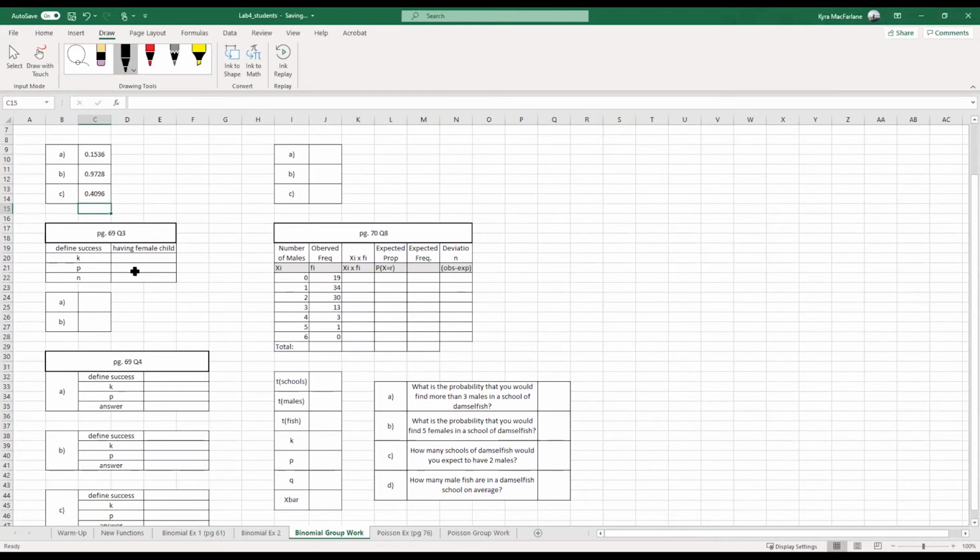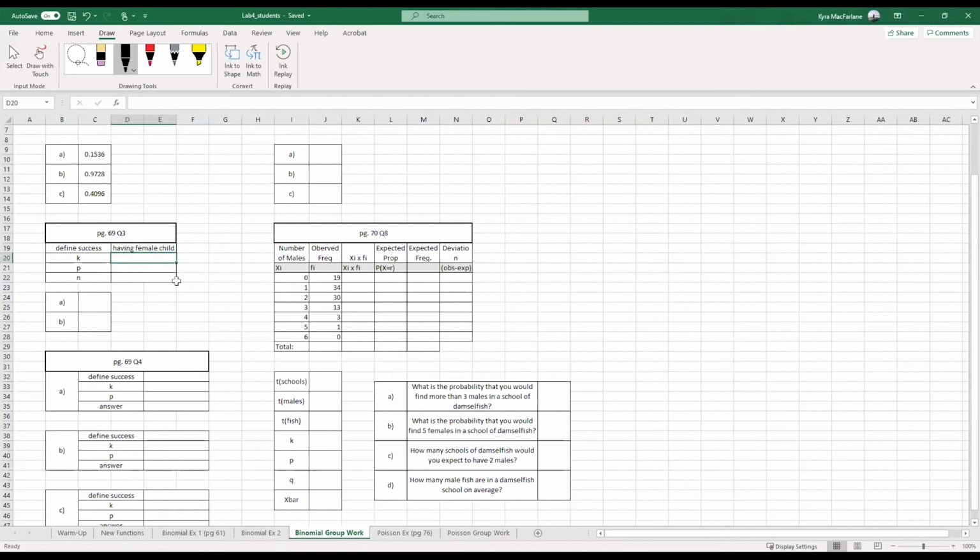For question 3, we have, assume the probability of having a female child is 1/2, which for the most part it is, right? So go ahead, we can figure out all of these. So for number 3A, for a total of 1,000 families with 4 children each, would you expect to have at least 1 daughter? So we're going to define the success as having a female child, having a daughter.